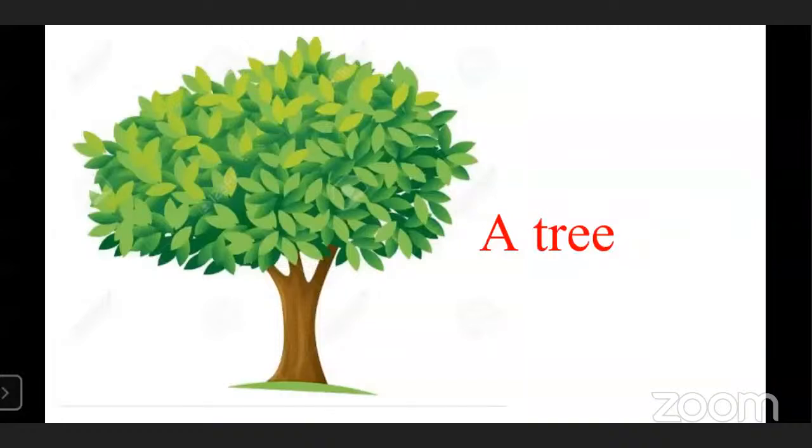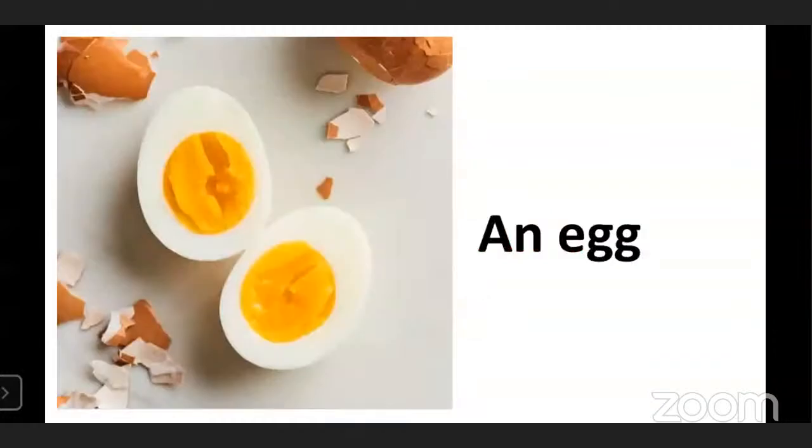See here. What is it? Yes, it is a tree. We use consonant T, that is tree. So I used article a before that word. Yes, here, what is it? It's an egg. E. E is a vowel. A, E, I, O, U. These are the five vowels. E. Egg starts with the letter E, double G, egg. So it is written an egg.